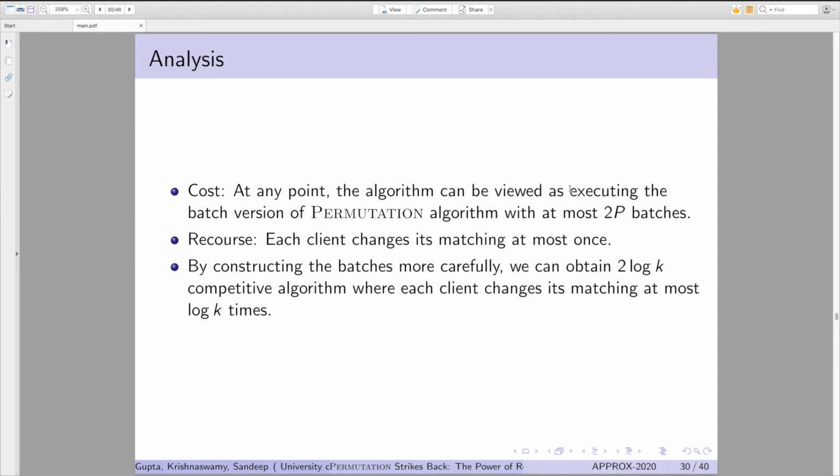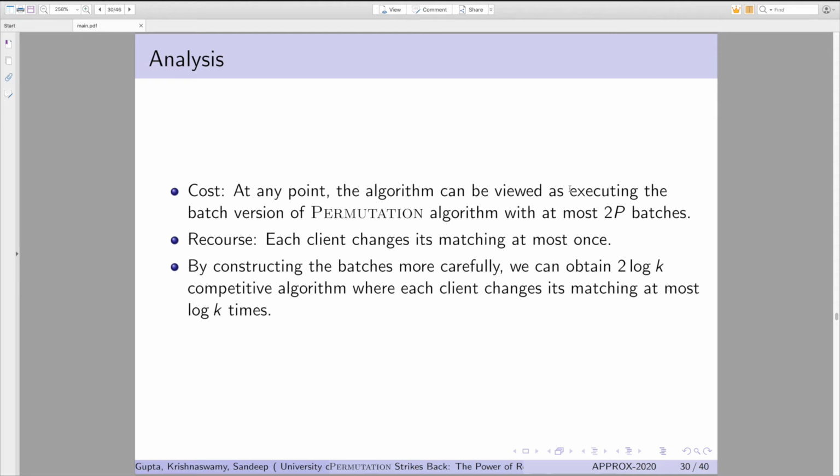We look at the analysis of the algorithm. First, we consider the cost analysis. Suppose that at any point, let's say some T blocks have arrived, and after the T blocks, some I clients have arrived. Note that by the property of permutation, the cost of those I clients is at most 2 times I times opt, and the cost of the first T blocks is also at most 2T times opt. This is because of the property of the batch permutation algorithm. If we run the permutation with T blocks, it's 2T competitive.